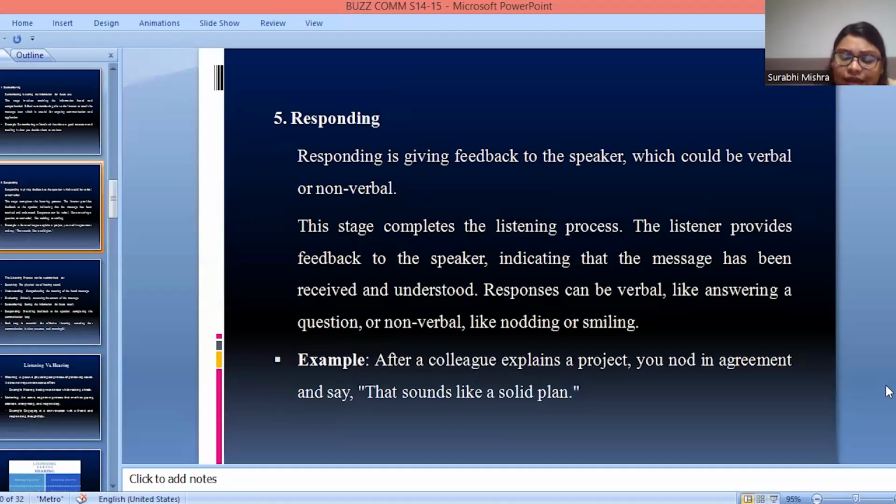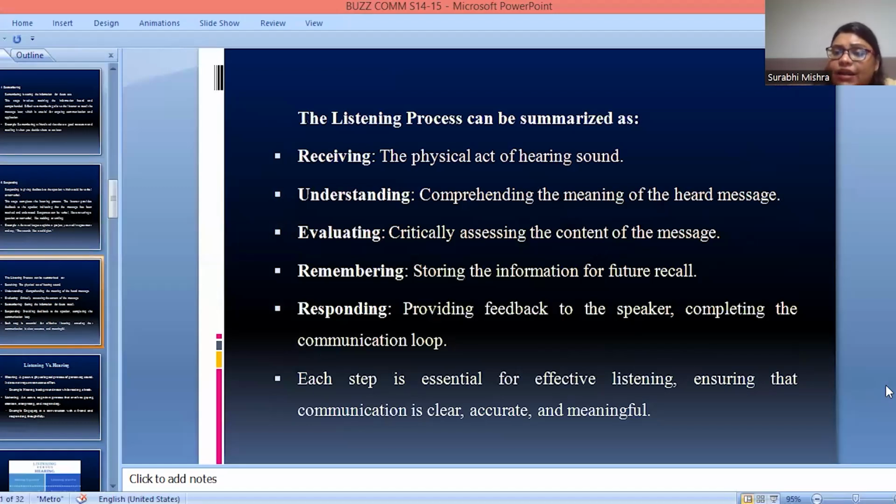Moving towards the next slide. Now we can summarize the entire listening process in a very simple manner. We can say receiving is the act of hearing sound. It is the physical act of hearing sound. When we talk about understanding, it means the message is being comprehended, comprehending the meaning of the heard message. We can say that we have heard the message and we have understood it also, right? Evaluating, now in the third step, what we are doing, we are assessing it. We are evaluating the validity and the credibility of the content.